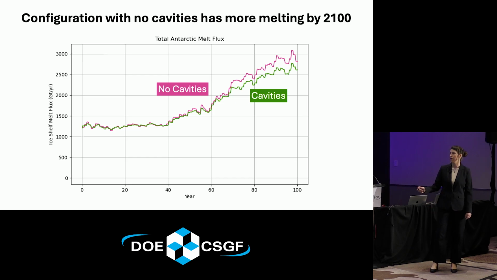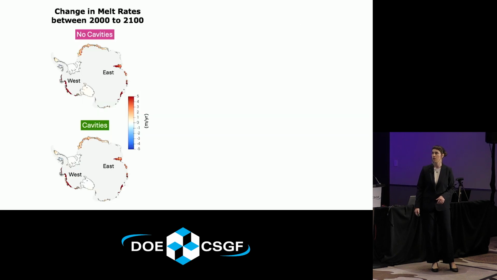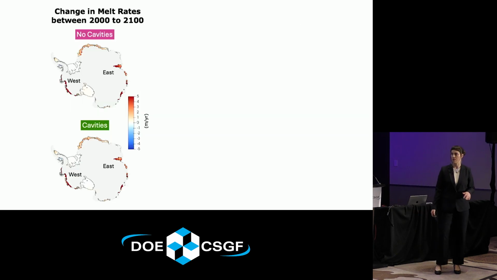So you'll see that in the pink case, around year 70 or 2070, we separate here, and we're seeing more melting occurring for the case where we don't include cavities. And that persists all the way to 2100. So for both of these scenarios, melt rates are increasing. They're quite similar until 2070, but the configuration without the cavities is having more melting by 2100. So we could visualize that more spatially.